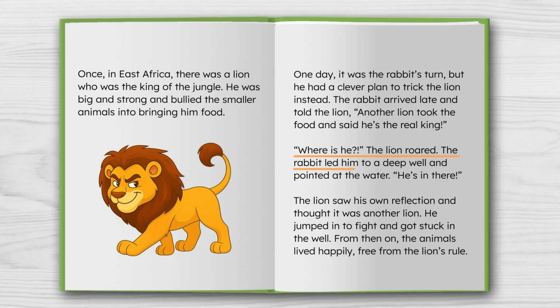The rabbit led him to a deep well and pointed at the water. "He's in there." The lion saw his own reflection and thought it was another lion. He jumped in to fight and got stuck in the well. From then on, the animals lived happily, free from the lion's rule.